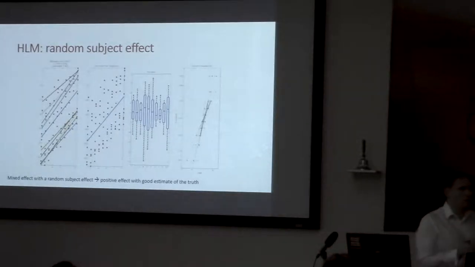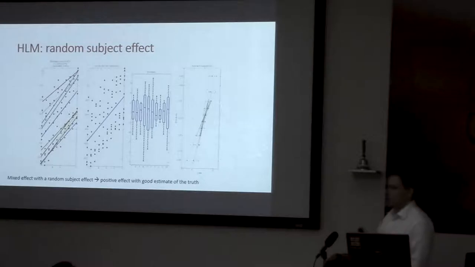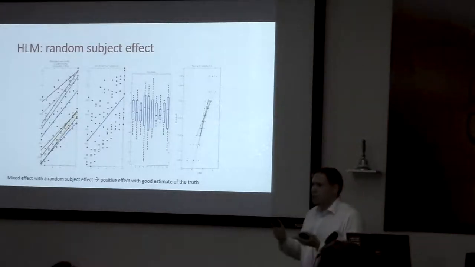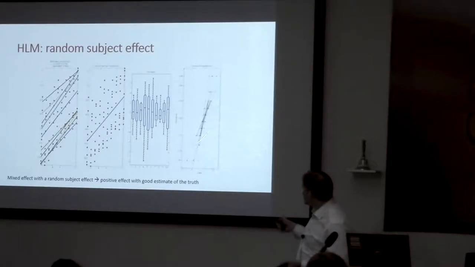So now you have one beta coefficient for each subject, right? It's a simple regression. And you average this regression coefficient, which gives you the average regression coefficient, which gives you that line. Of course, now you've got residuals for each subject instead. The model is a little bit more complicated, but we've still got a positive effect, and now we have a good estimate of the truth, right?